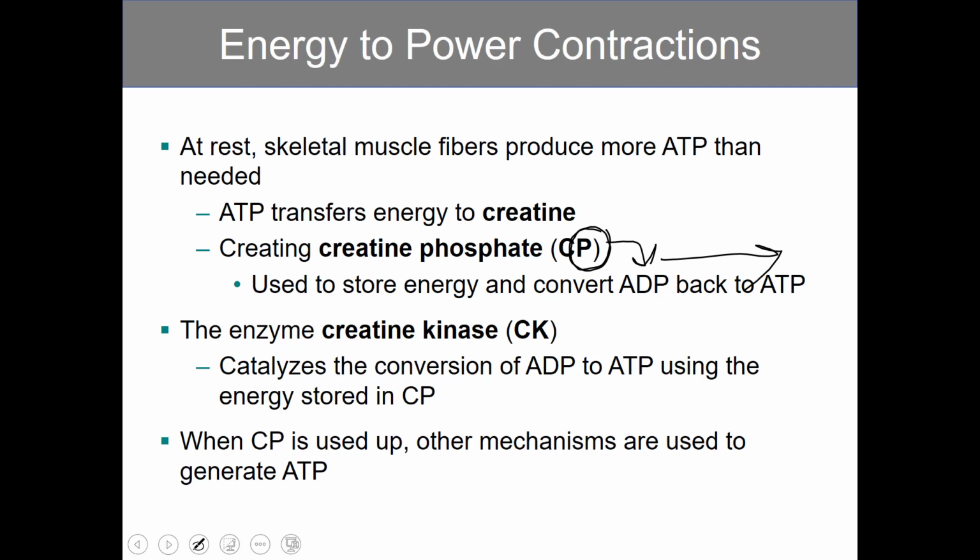So creatine phosphate is just a backup. It's sort of like a backup generator. It's going to hold a little bit of extra energy that can then be used to recreate ATP molecules when needed. There is an enzyme that's required for this conversion in order for creatine phosphate to donate its phosphate group back to ADP. We need the enzyme creatine kinase, CK, and that's going to be available when the cell needs to generate more ATP from its backup source. Once creatine phosphate is used up, the cell needs other mechanisms in order to generate ATP.